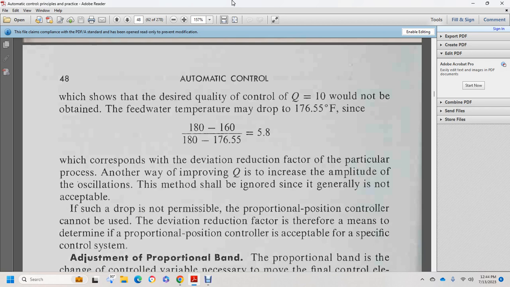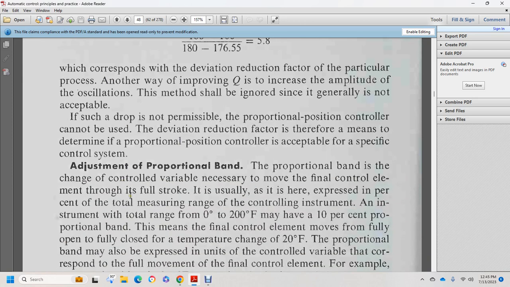Another way to improve the quality of control is to increase the amplitude of the oscillation, a method ignored since it is generally not acceptable. If the drop is not permissible, proportional position control cannot be used. The deviation reduction factor therefore means to determine the proportional position control setting for the acceptable specific control system, or its adjustment of proportional bandwidth. The proportional bandwidth is the range of the control variable necessary to move the final control element.